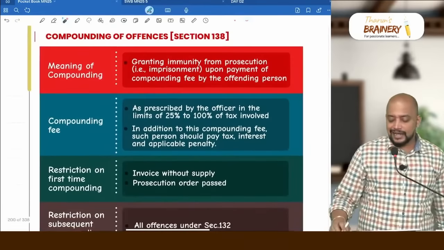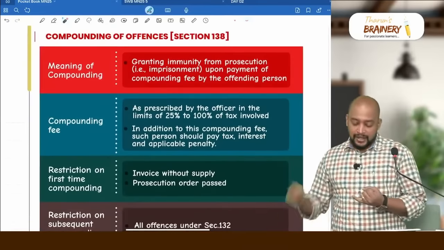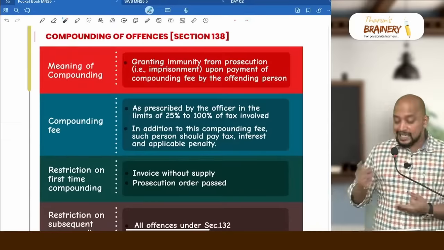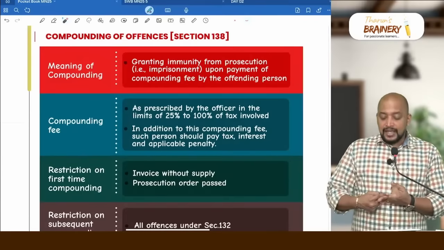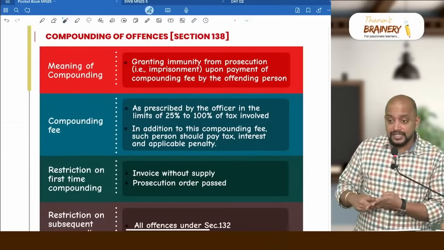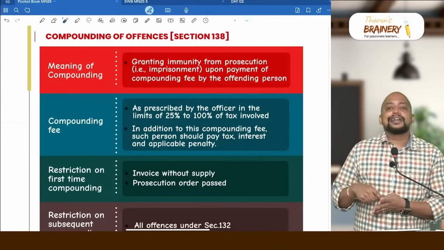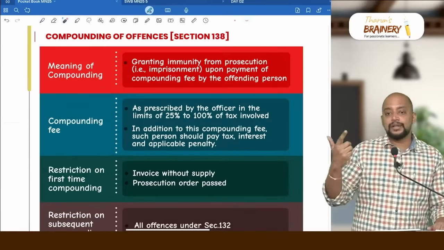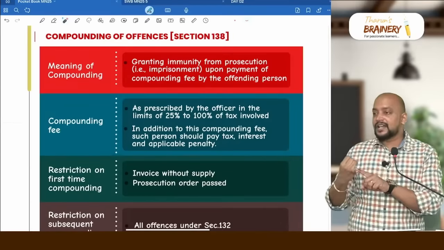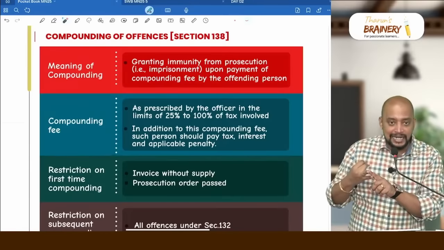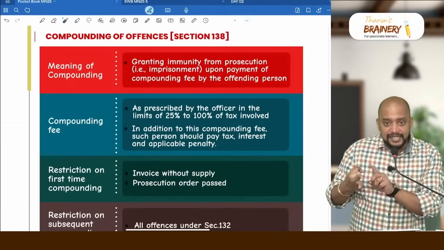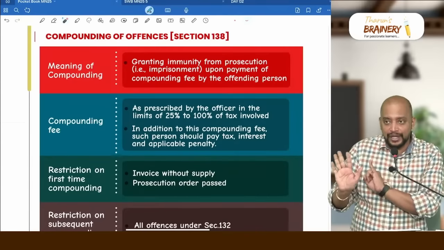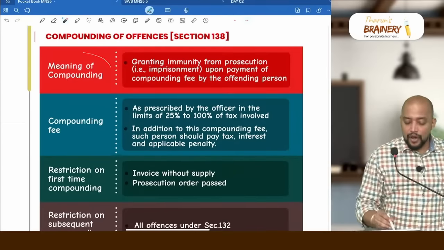Then the last area is offences that lead to compounding. First we saw offences that lead to search and seizure. Second, offences that lead to penalties. Third, offences that lead to imprisonment, and offences which are cognizable and non-bailable. And then we are looking into compounding of offences. Cognizable, non-bailable, all those things also we saw. First we completed search, second we saw penalties, then imprisonment, then arrest, then cognizability of offence, finally compounding. In compounding, what is the meaning of compounding?